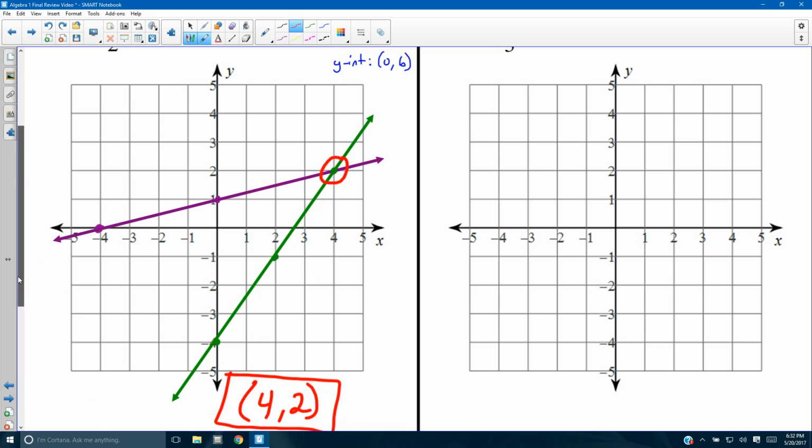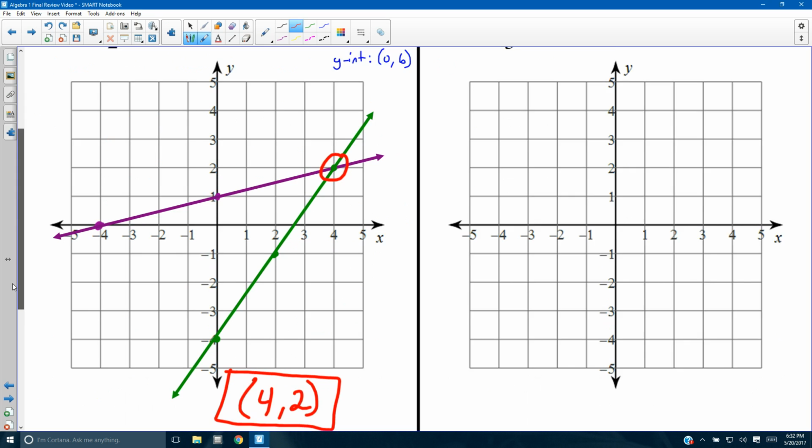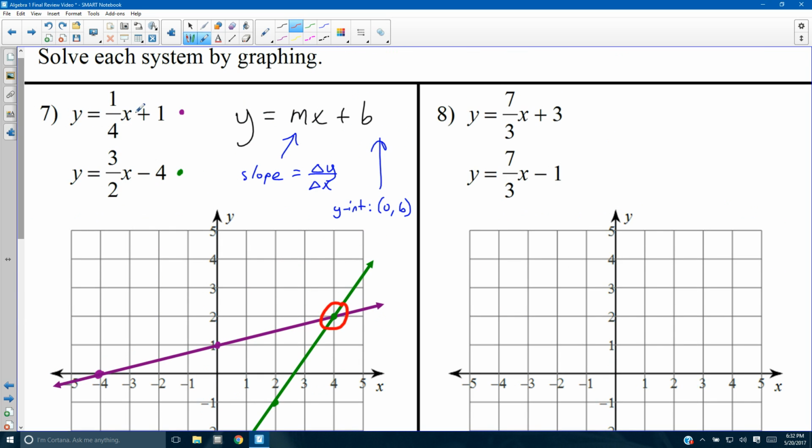This is much like if I solved this by substitution or elimination, I would get x equals 4 and y equals 2. Solving by graphing, we did the exact same thing. And this really worked well in graphing form because, look, we don't like fractions. This is already in slope-intercept form, and there's a graph there for us. Why not just try and graph it?